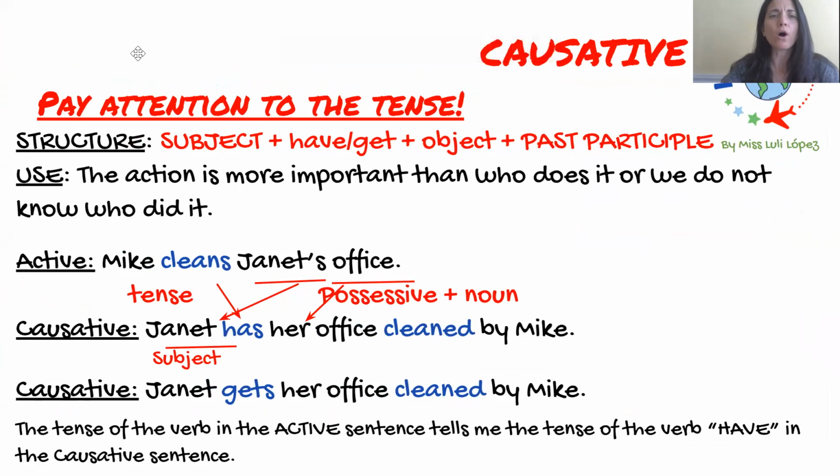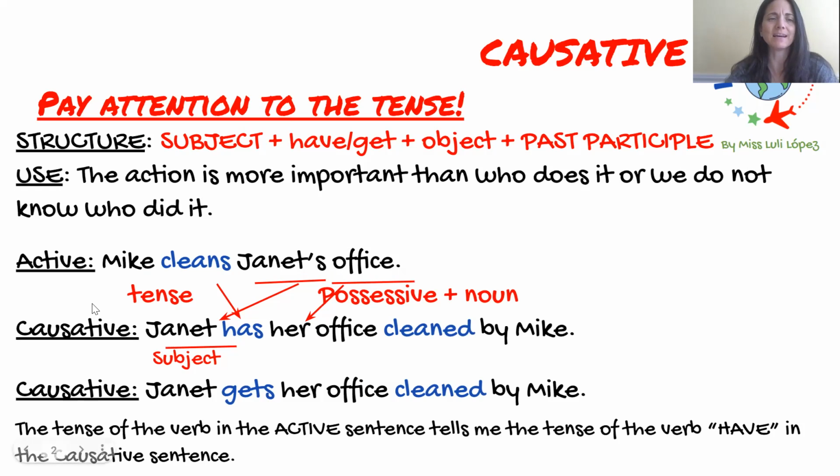What's the structure of causative? To begin with, the structure is going to be the subject and then the verb have or get in the correct tense plus the object plus the past participle. Okay, now what's the use of it? We use it because the action is more important than who does it, or we do not know who did it. So we would say Mike cleans Jeanette's office.